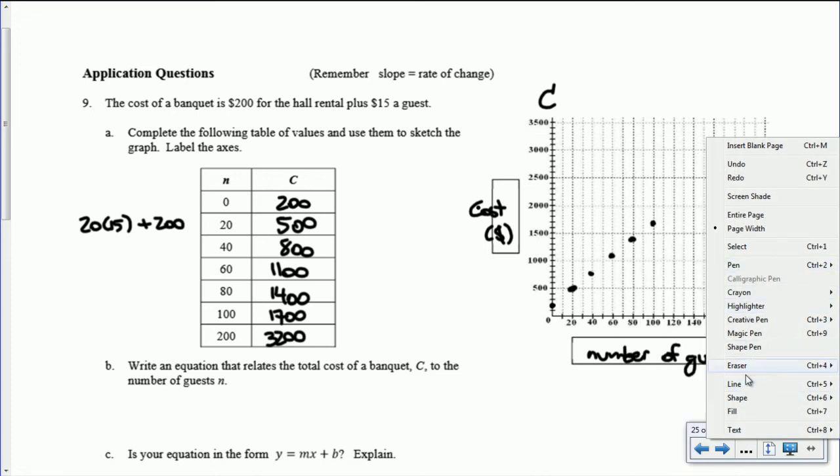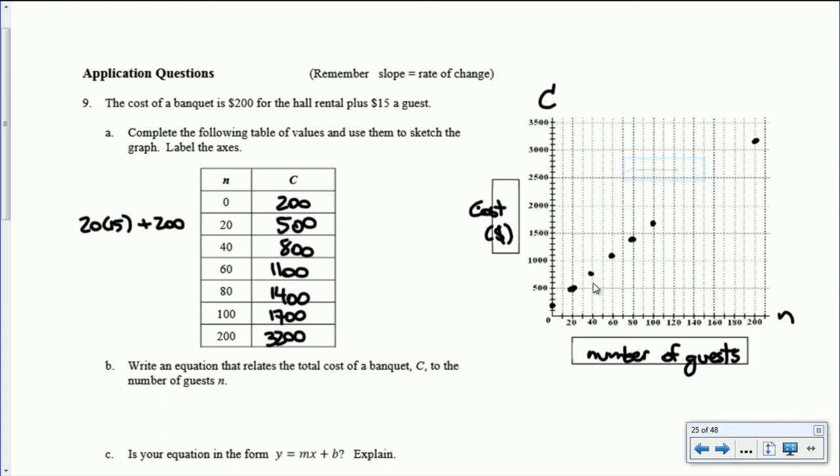And I guess we can just connect these points. Why not? I guess officially the number of guests is discrete. But if we're zoomed out for all purposes, I guess it looks like they're practically connected. So each one of these people, it's fine.